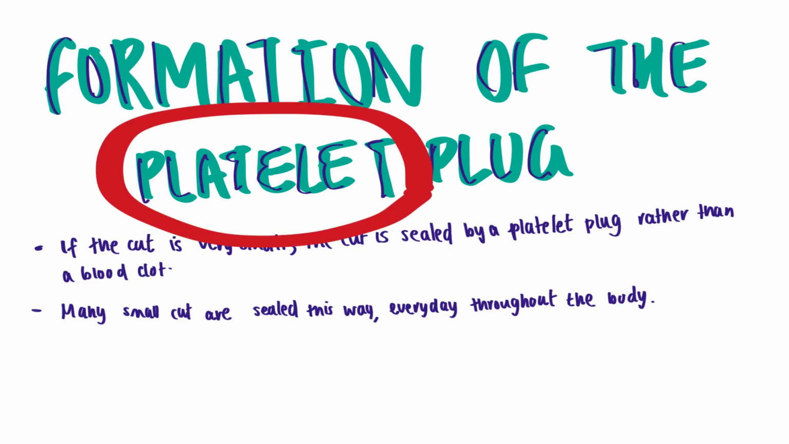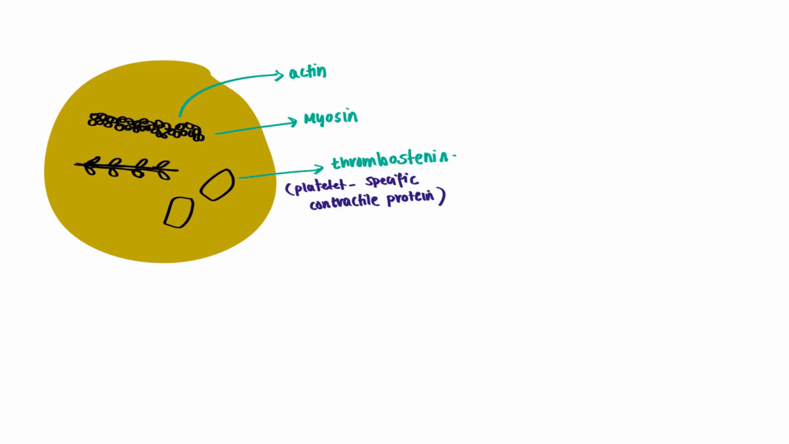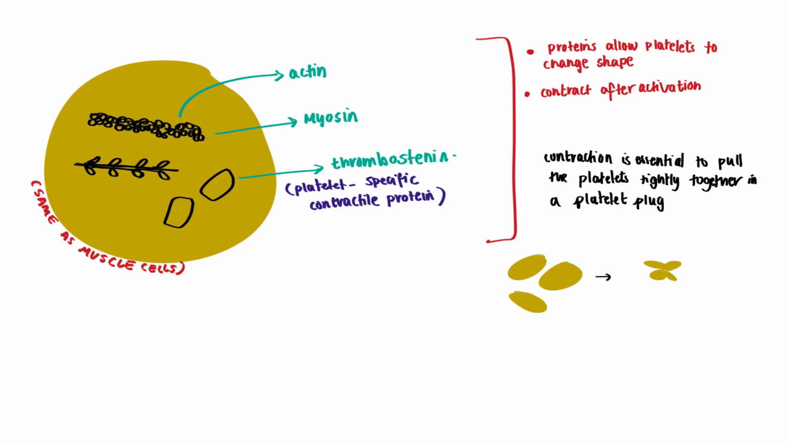Before explaining the plug itself, it's important to understand the platelet. Platelets, also called thrombocytes, are derived from megakaryocytes in the bone marrow. They have no nucleus, and they cannot reproduce. Inside the platelet cytoplasm are contractile proteins: actin, myosin, and thrombosthenin, which is platelet-specific. These proteins allow platelets to change shape and contract after activation. This contraction pulls platelets tightly together, helping to seal the injury.